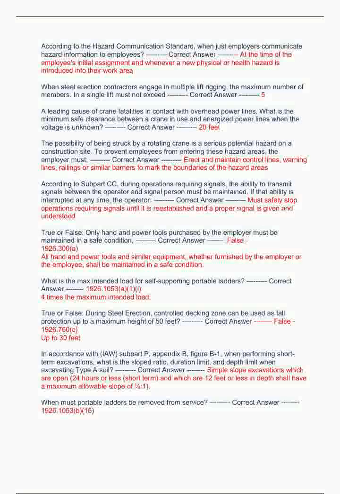When must portable ladders be removed from service? Correct answer, 1926.1053(b)(16).